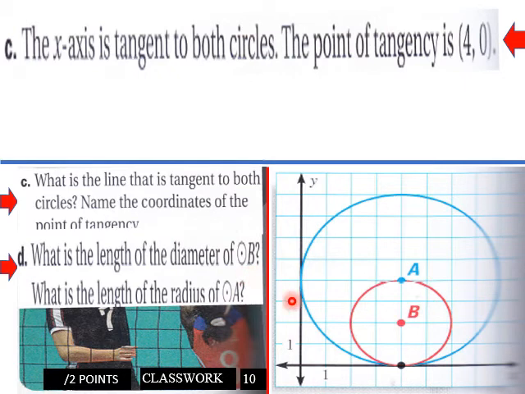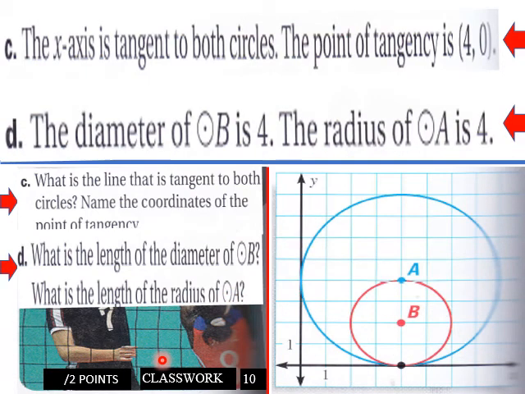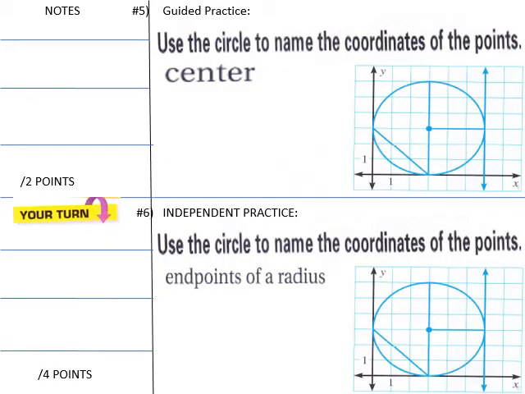What is the length of the diameter of circle B? And what is the length of the radius of circle A? The diameter of circle B is 4. So we go 1, 2, 1, 2. So we get a diameter here of 4. And then the radius of circle A is 4. So we do a 1, 2, 3, 4. That'd be the radius here of circle A.